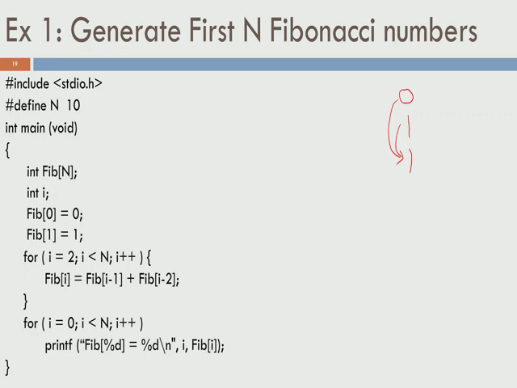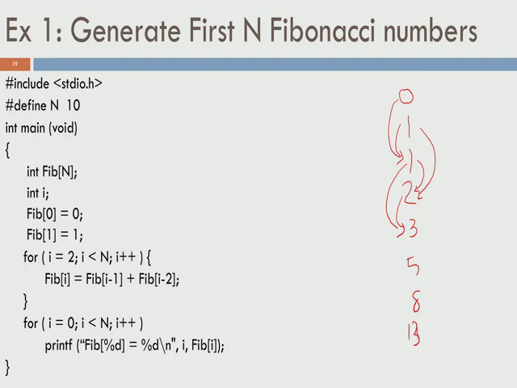So 0 plus 1 is 1. Then for the next Fibonacci number, take the previous 2, add them, and the next number is 2. Then again you take the 2 previous ones, add them, it is 3, and so on. So the Fibonacci numbers go in the sequence 0, 1, 1, 2, 3, 5, 8, sorry, 5, 8, 13, and so on. So this is the Fibonacci sequence.